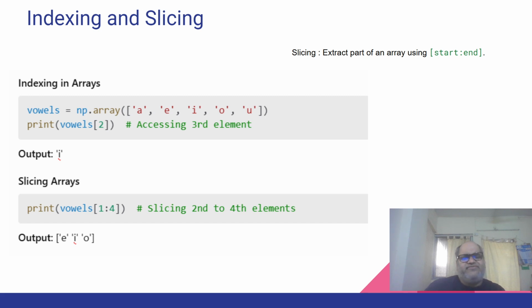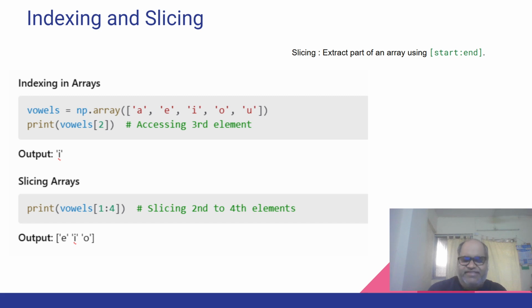Now let us look at our vowel example again: A, E, I, O, U, right? If you want to access the third element, vowels 2, what is that? I. Now if you want to slice it, you can take a range, say from 1 to 4. What will it be? E, I, O, U, or E, I, O? Always keep in mind, the start is included and the end is excluded. So for vowels 1 to 4, 1 will be there, 2 will be there, 3 will be there, which will be E, I, O, and 4 will be excluded.